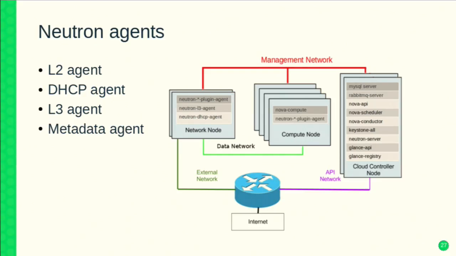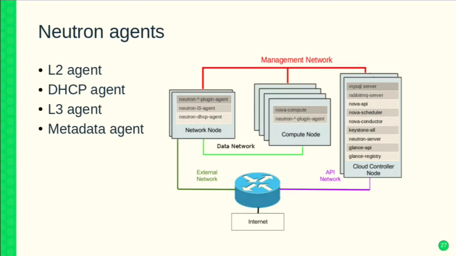So on the network node, we have the L3 agent running. The L3 agent is the agent in charge of L3 connectivity. That means that it's the agent that creates the routers. And a router in Neutron is a network namespace. And also, the L3 agent is the one that manages the connectivity to the external world, so the connectivity to the public network. Then we have the DHCP agent, that is the agent in charge of managing DHCP.